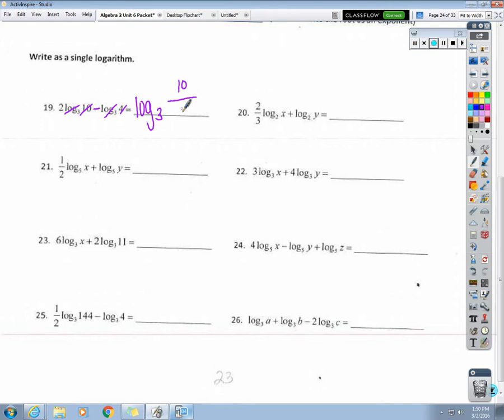What have I not crossed out over there? And what is the 2? The exponent for the 10. Now, this is correct, but we're going to reduce it. We're going to simplify. Log base 3. What is 10 squared? And what's 100 divided by 4? 25.